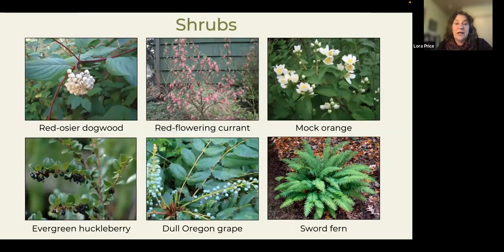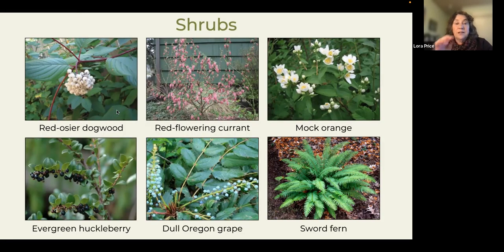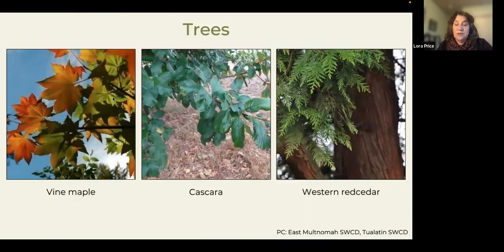And then we have that middle category, if we're thinking of vegetation layering, of our shrubs, and they can range anywhere from a 3 or 5 foot level on up to almost a 15 foot or 18 foot level. Red osier dogwood is one that can get quite large if left alone, but it also can be pruned very easily.